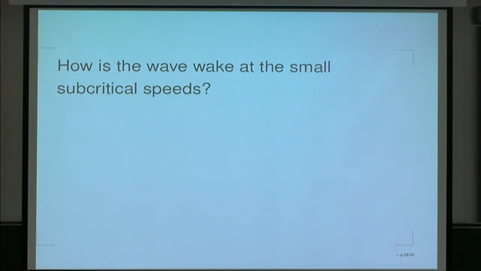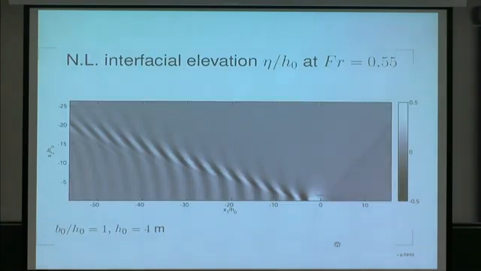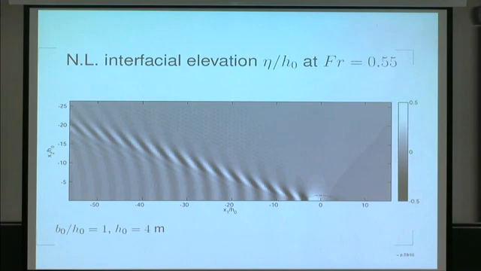So how is a wave wake at the small supercritical speeds? Here is a nonlinear interfacial elevation, eta over h naught, at Froude number 0.55. So you can see now the wave wake here. Here is a model of the ship. You can see it here. But you can see that the wave height is 1. So eta max minus eta min is the same as the upper layer depth.